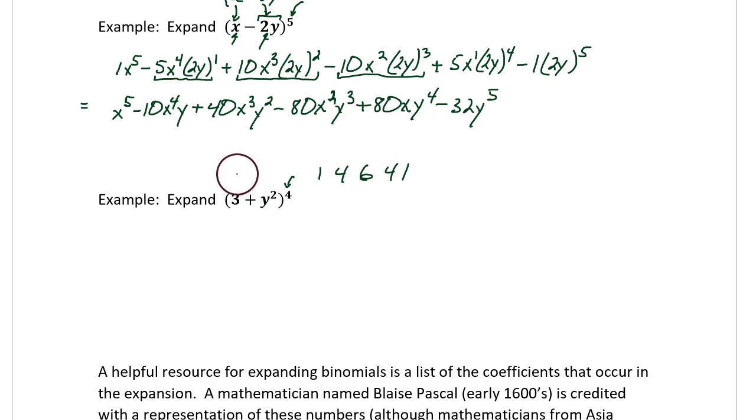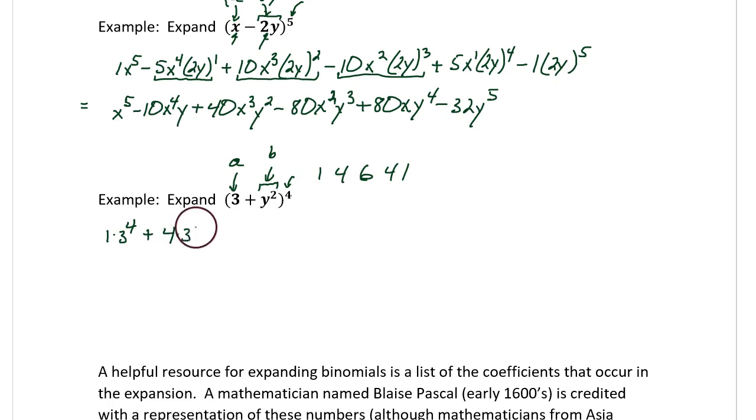If it helps you, you might also want to identify what's the first thing in the parentheses and what is the second thing in the parentheses. We were calling them A and B in general when working with this lesson earlier. Now let's write out our answer. We have 1 times 3 to the fourth power times the y squared to the 0 power, which I'm not even going to write down. Then a plus sign. And now the number 4 from Pascal's triangle.